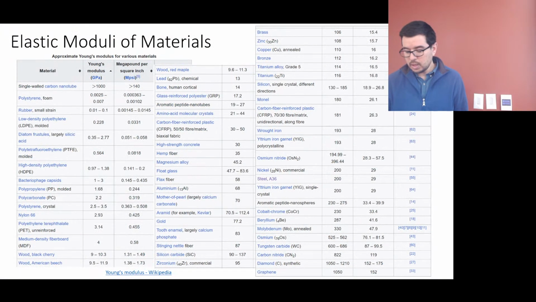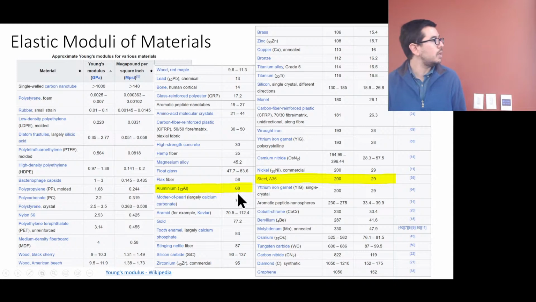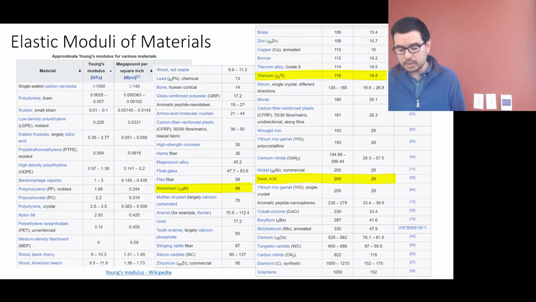If you break this down, I highlighted some of the ones that I think are good to know. Steel at 200 gigapascals, aluminum at about 70. You can't see that, but that's a 68. Titanium, okay, yeah, there might be some problems. That's around 120. Okay, 116 is what that is, gigapascals. Wood, it's around 10 gigapascals.